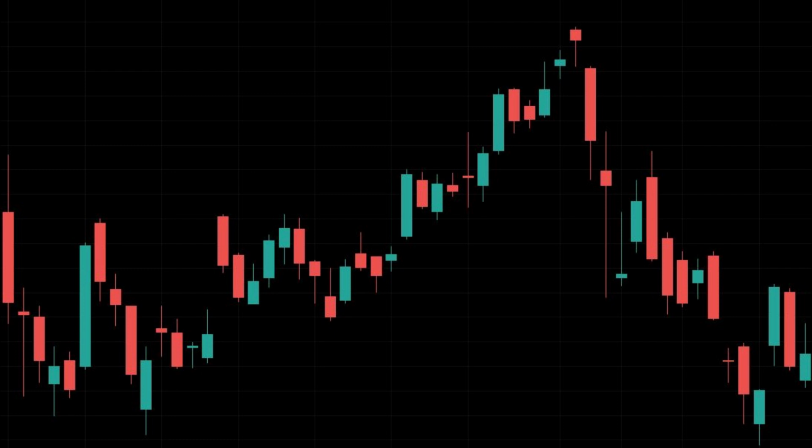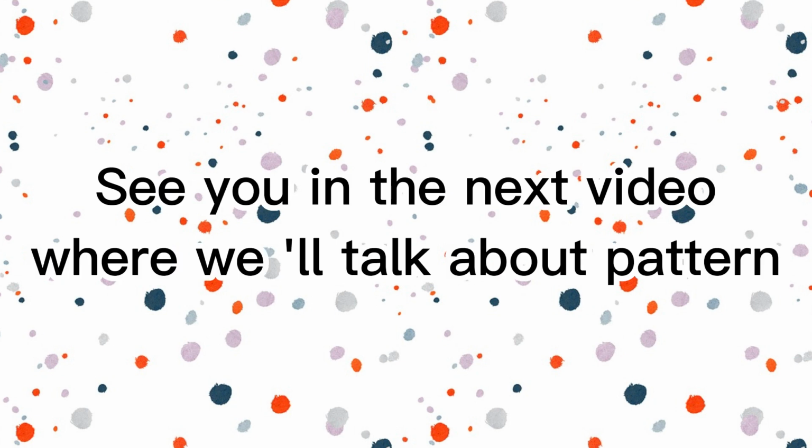In addition to understanding the basic anatomy of a candlestick, it's also important to be familiar with different types of candlestick patterns. These patterns are formed by the combination of multiple candlesticks and can provide valuable insights into the market sentiment and potential price movements. In the next lesson, we will talk about patterns.